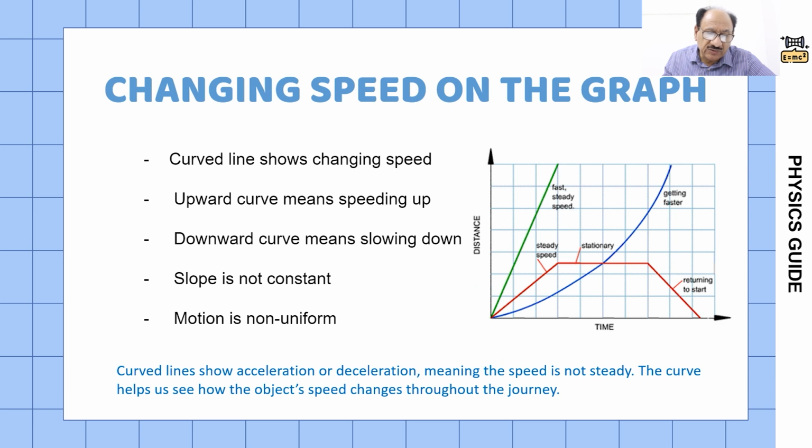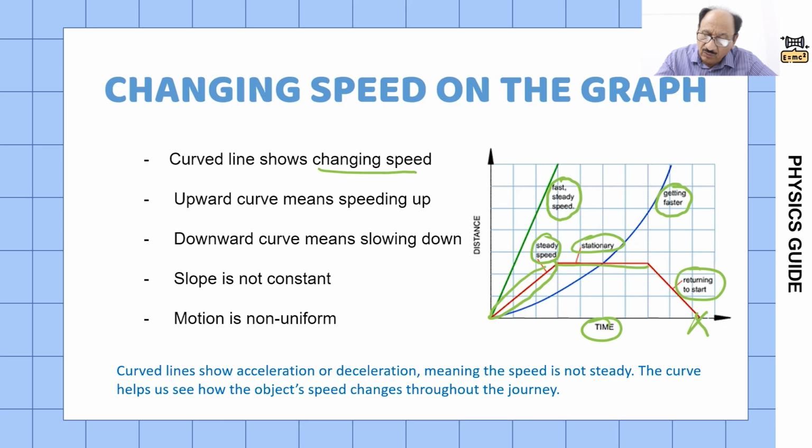We can discuss the change in speed on the graph, and a curved line shows changing speed, which we discussed earlier also in the previous graph. Getting faster is this blue line, and this one is fast steady speed, the green line, and the initial portion is steady speed, which is the red graph, this one. And then a stationary horizontal line, we discussed earlier that stationary will be a horizontal line, and returning to the starting point and reaching the time axis.